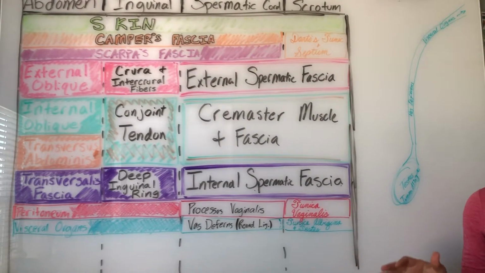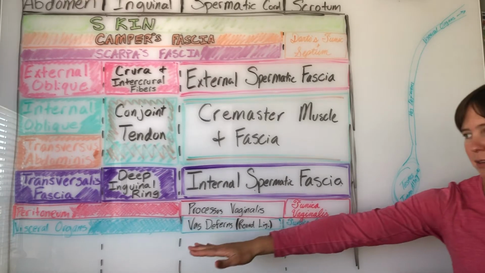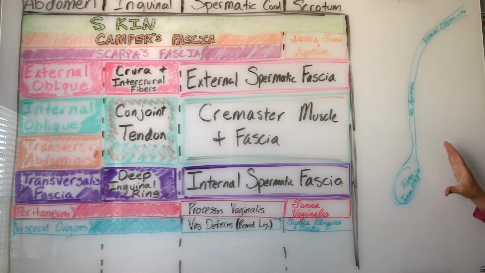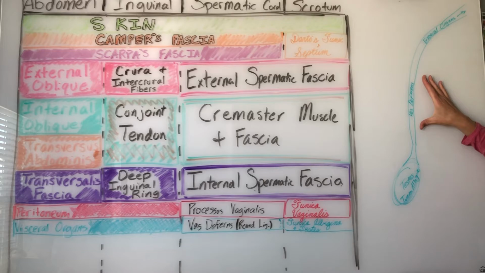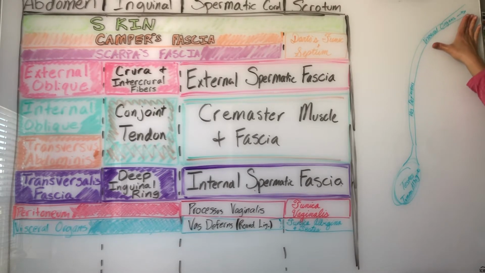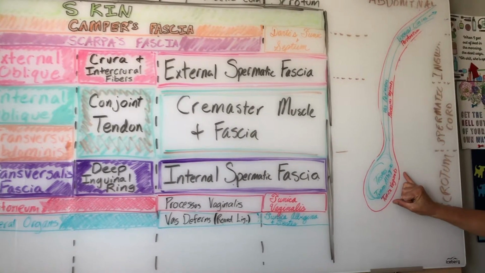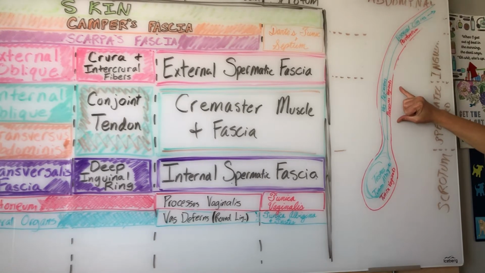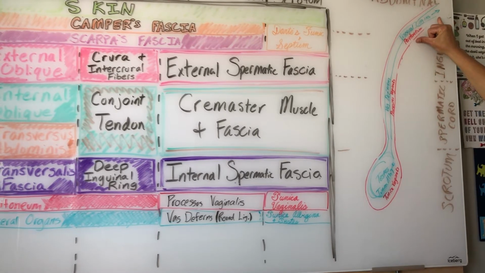All right, let's look at this from a different view. So we'll start with the deepest layer down here, and we have our testes with our tunica albuginea in the scrotum. In the spermatic cord, it is the vas deferens, and then in the inguinal and abdominal area, it becomes the visceral organs. The next layer in the scrotum is the tunica vaginalis. In the spermatic cord, it is the processus vaginalis, and then in the inguinal and abdominal area it is the peritoneum.